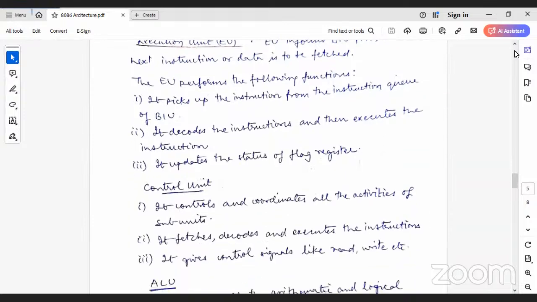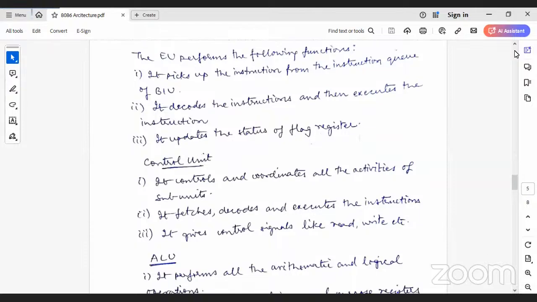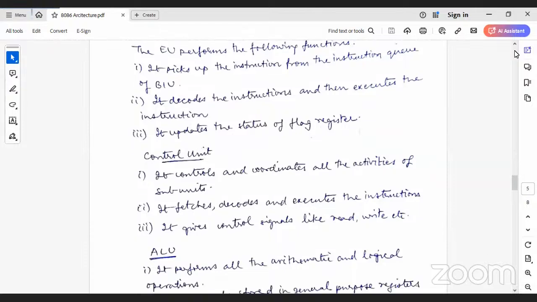Now in the EU, you are having a control unit block also. It controls and coordinates all the activities of the subunits. It fetches, decodes and executes the instruction, and it gives the control signals like read, write, etc. So obviously reading, writing and then updating the flag register, all these are the control operations. So somebody is controlling the total operation of your 8086. So that is why the control unit is present with your execution unit.